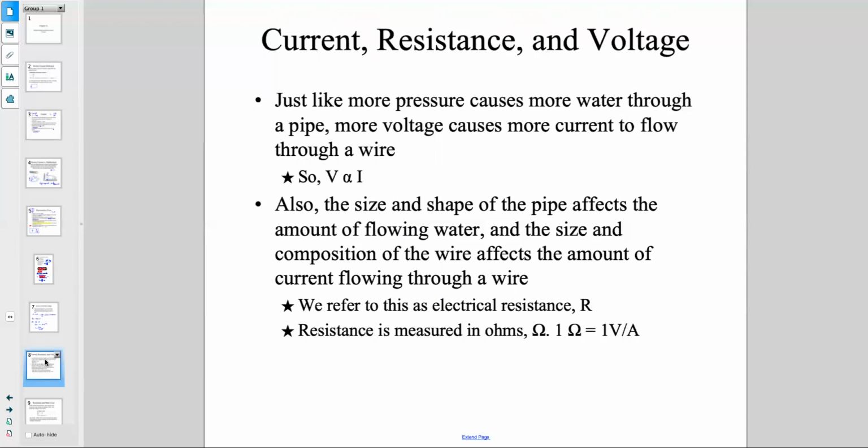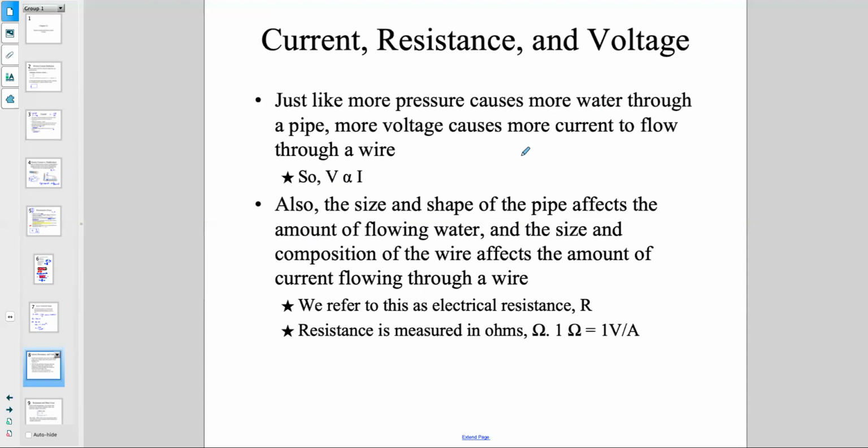Current, resistance, and voltage. Just like more pressure causes more water through a pipe, more voltage causes more current to flow through a wire. So one more time, more voltage causes more current to flow through a wire. If you have a 12-volt battery compared to a 2-volt battery, the 12-volt battery will produce more flow of charge in your circuit or in the wire.